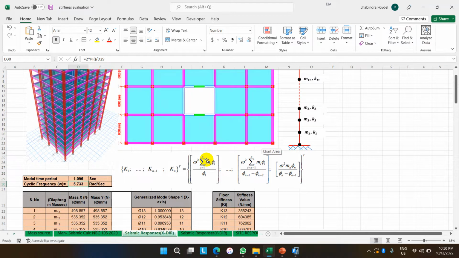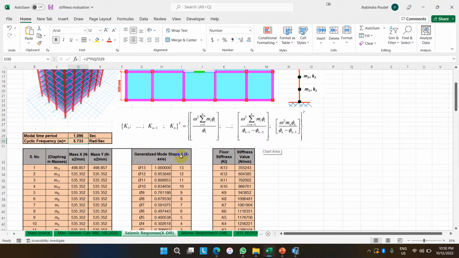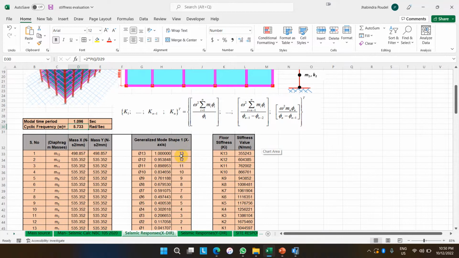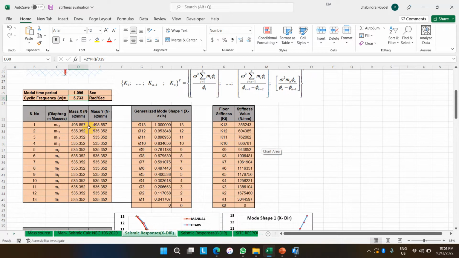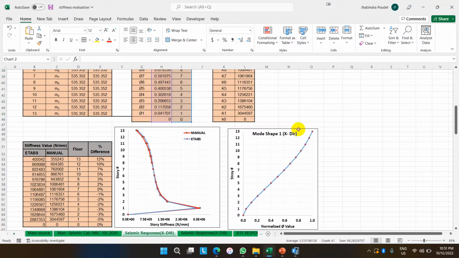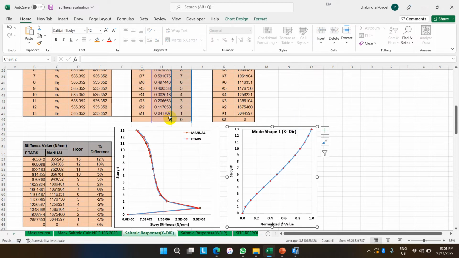So for the calculation of story stiffness, let me start from story 13. For that, as I have already stated, we need the story masses. Here, these are the story masses from story first to story 13. And this is the generalized mode shape for story first to story 13. This is the mode shape plot of the values obtained from ETABS.